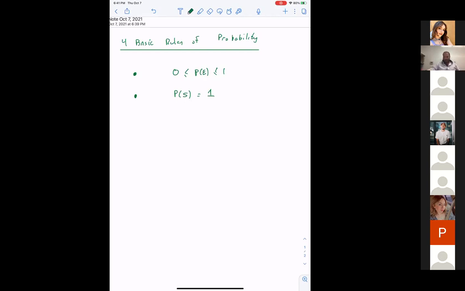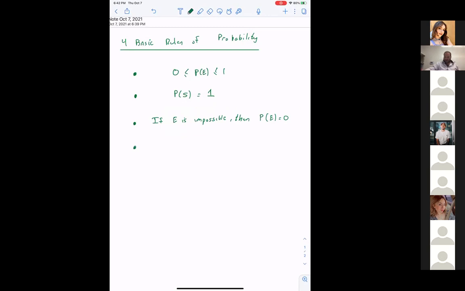Anything else? There were 2 other ones. If it's impossible to occur, something about 0. Well, we know that the probability of an impossible event is 0. That wasn't really one of our rules, but we can write it. If E is impossible, then the probability of E is equal to 0. It wasn't one of the 4, but let's throw it in there.